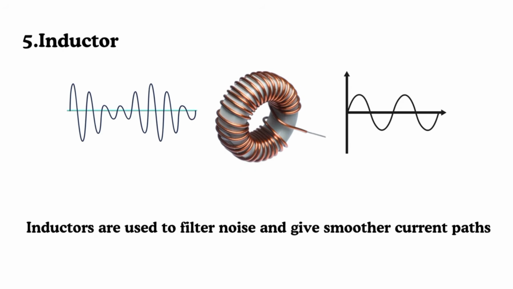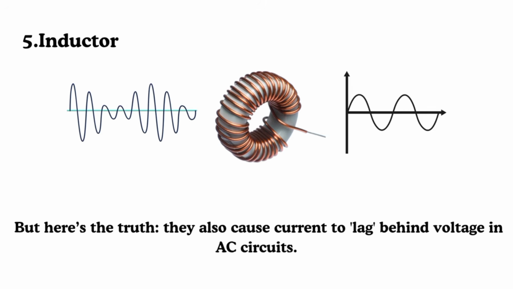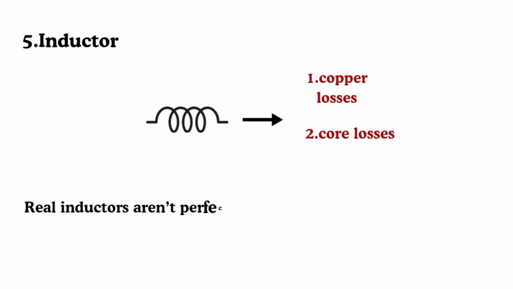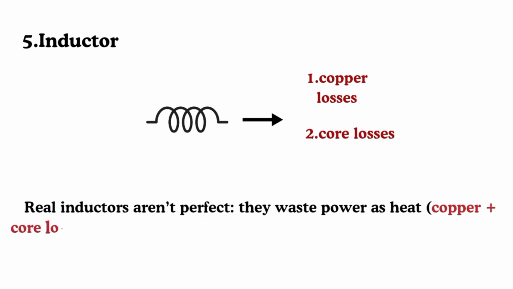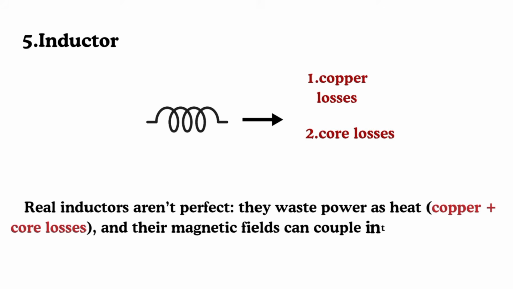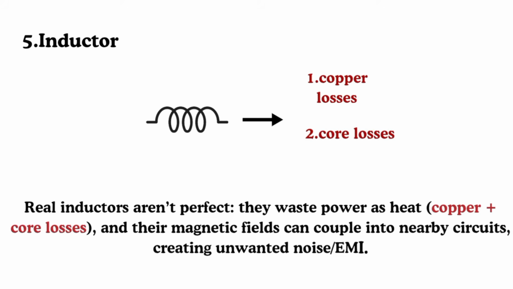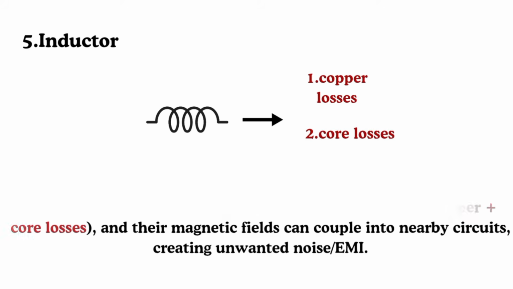5. Inductors. Inductors are used to filter noise and give smoother current paths. But here's the truth: they also cause current to lag behind voltage in AC circuits. Real inductors aren't perfect. They waste power as heat, copper and core losses, and their magnetic fields can couple into nearby circuits, creating unwanted noise.